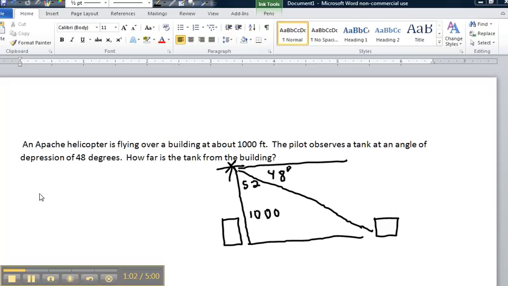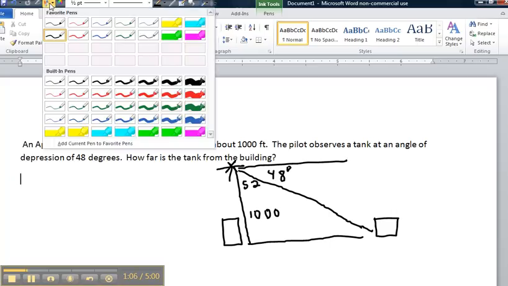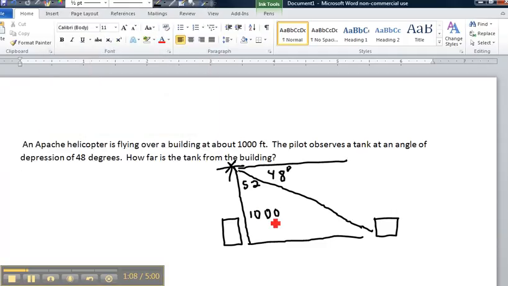Let's pull up my pen. Choose a different color. What we need to find is x, the distance from the building to the tank. Well, I believe this will be tangent. Why do I know this is tangent? Remember, tangent is opposite over adjacent. How do I know that?